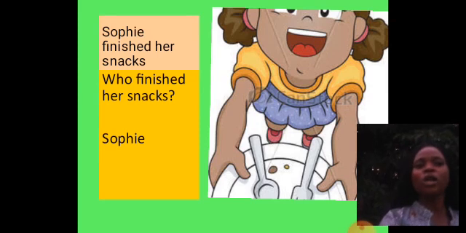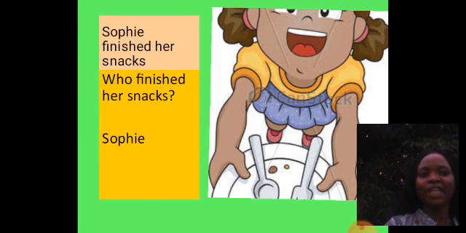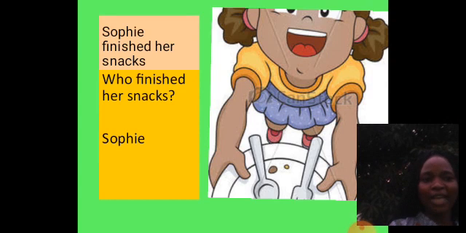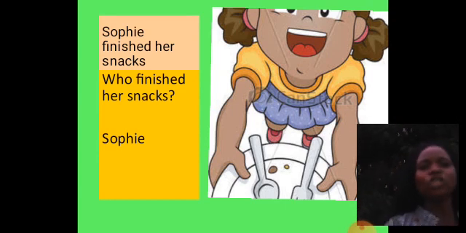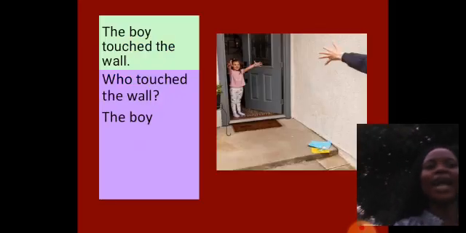Now look at the second sentence. I have, Sophie finished her snacks. So the question should be, who finished her snacks? Can you guess the answer? Oh, good job. Yes, Sophie finished her snacks. So meaning Sophie is the subject of that sentence, or the naming part of that sentence.